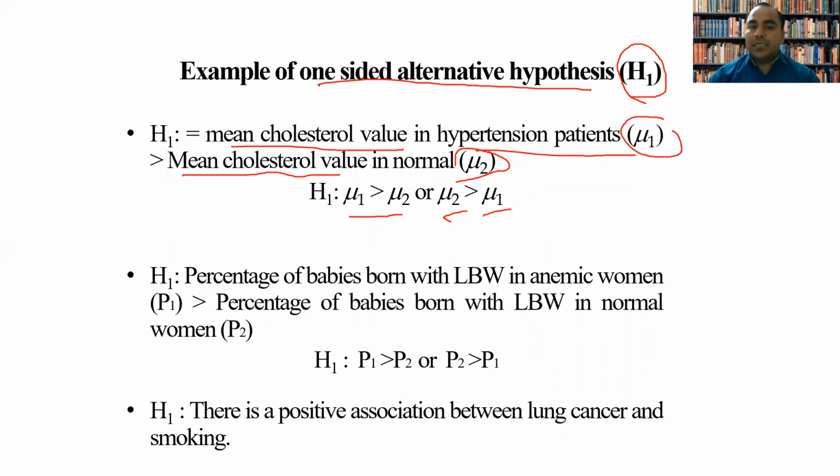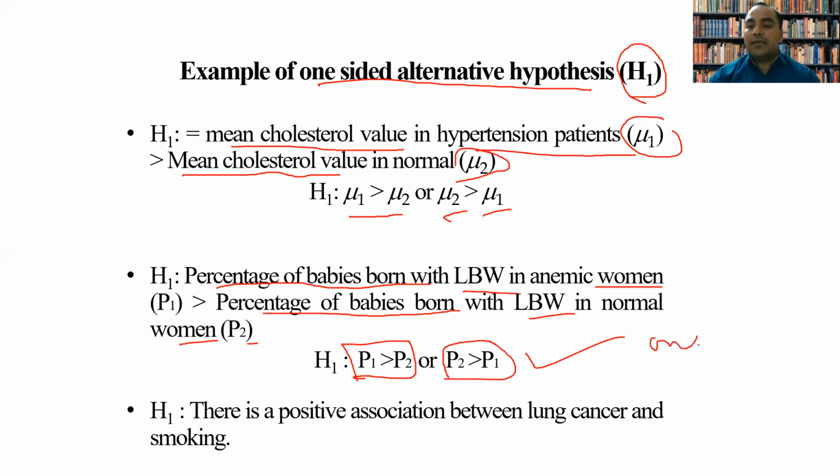There is a chance. Same way, the percentage of babies born with low birth weight in anemic women or mothers, denoted by P1, is greater than the percentage of babies born with low birth weight in normal women, which is denoted by P2. So we can say the alternative hypothesis is P1 greater than P2, that means direction is clear, or it may be P2 greater than P1. So here direction is clear, then we can say this is a one-tailed test.